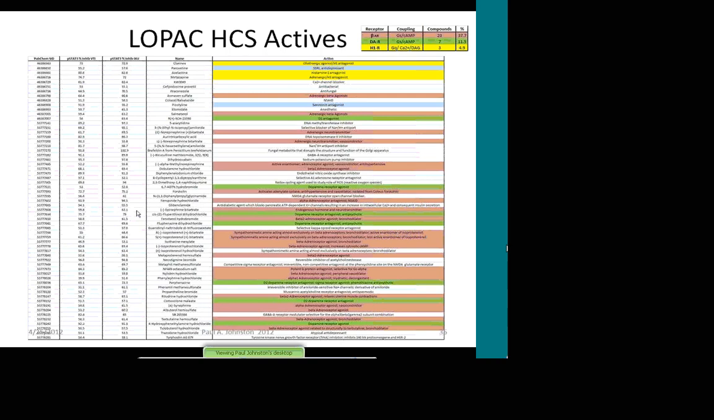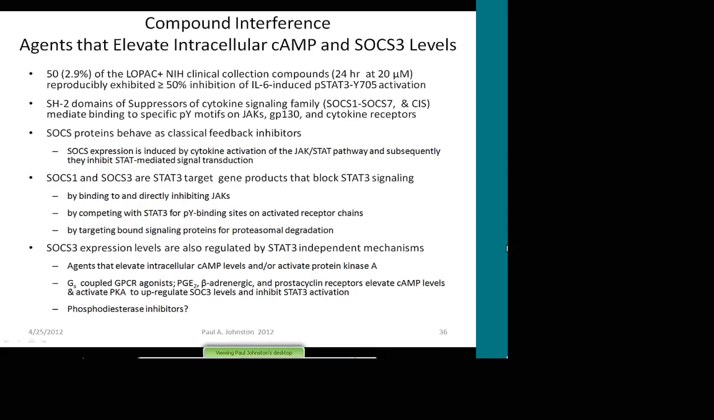pSTAT3 % inhibition and the pSTAT1 inhibition that we detected. And you can clearly see, if you break down and try to color code the agents in the LOPAC set, that there were 23 beta-adrenergic receptor activators, as well as the dopamine and H1. And what's interesting about these is they're all Gs-coupled GPCRs. But it was troubling that we were getting this many.